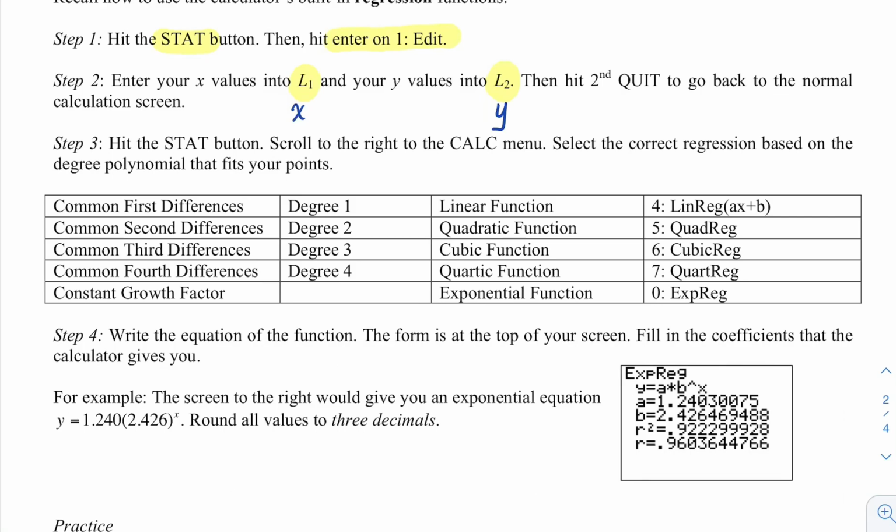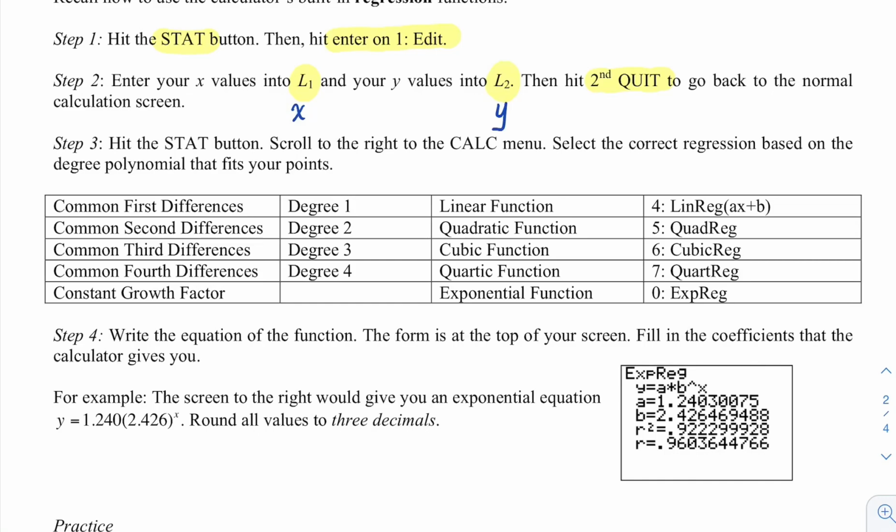After you've entered your data into L1 and L2, make sure that you've lined up the lists: if there are 5 elements in L1, there have to be 5 elements in L2. If they're not the same, you're going to get an error when you actually try to go through the next process. After you've entered your data, you're going to hit second, quit, and go back to your normal calculation screen.